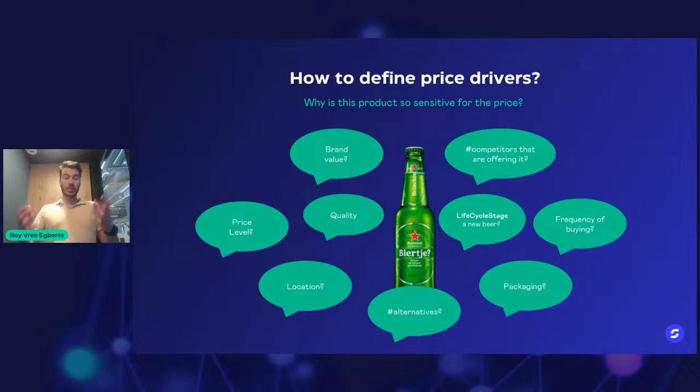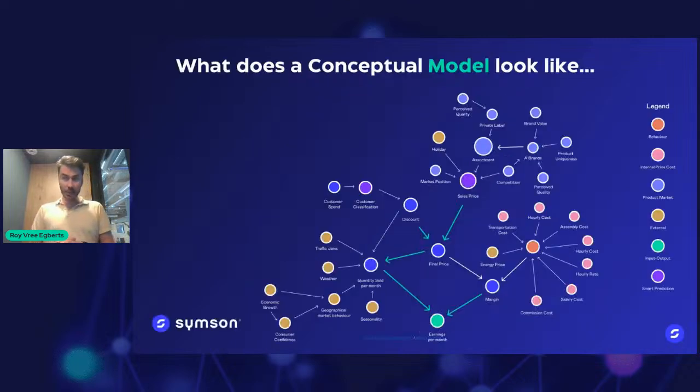So the exercise that we just did together is something we would do with your full team, to see for your products what the main drivers are and to identify them. Once we've identified them, we go into the next step, which is a conceptual model. For a conceptual model, we look into all the relations between the different drivers and the impact they have all together. So we map them out as you see down here.